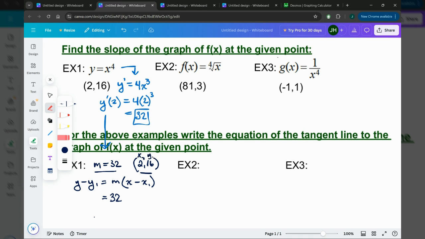This would be y sub 1. So it would be y minus 16 over here, and in the parentheses over here, I'd put x minus 2. That is the equation of my tangent line.